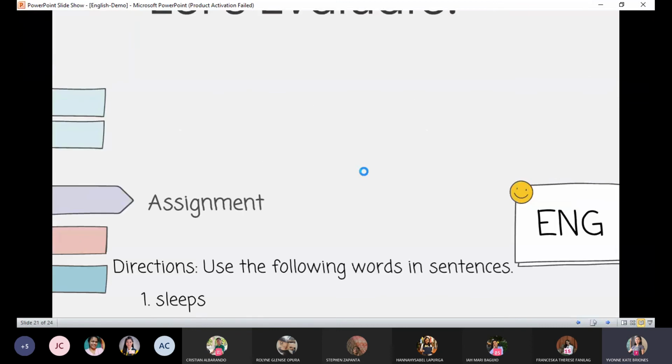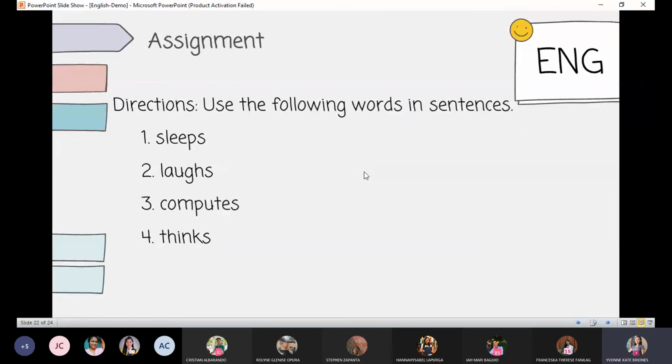And now, let's proceed to our assignment. So for your assignment, here are the following action words and use them in a sentence. Says, sleeps, loves, computes, and thinks. You can use your assignment notebook and pass it on our next meeting. So, do you have any questions or clarifications? No, teacher. Okay, thank you so much for today.